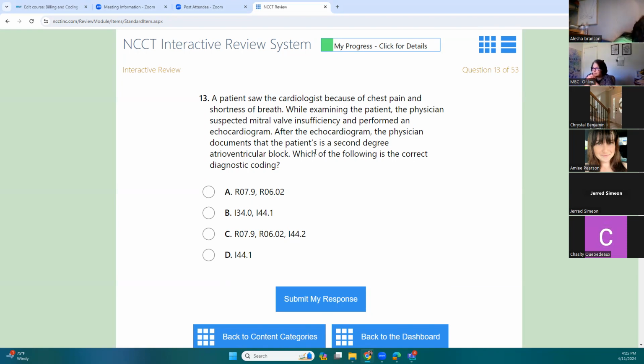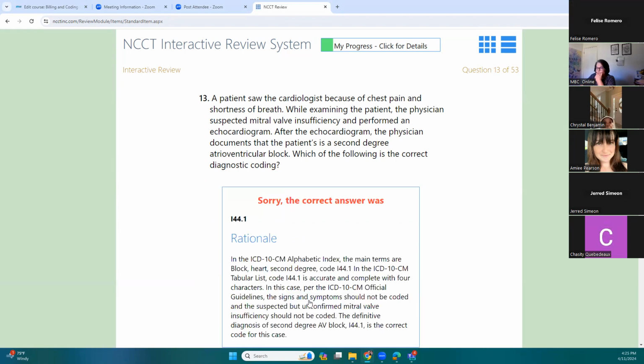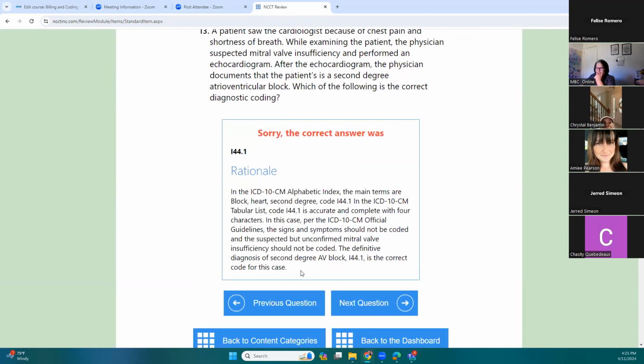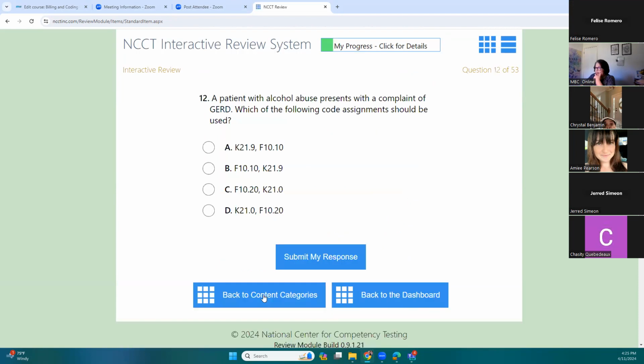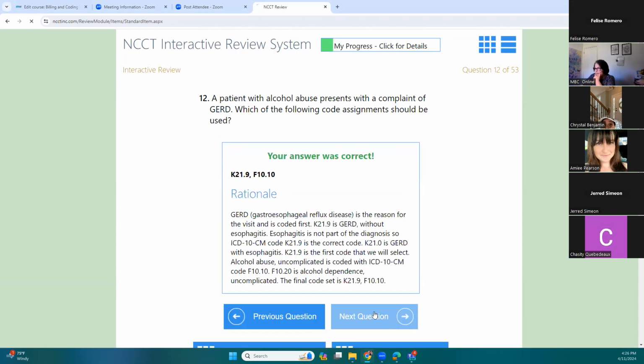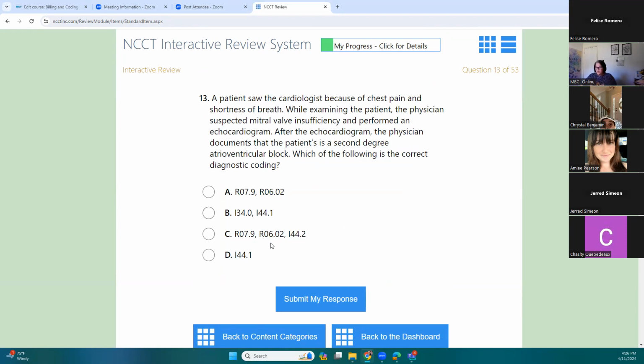I think it's B. You think it's B? I agree, go with B. So we agree that it's B? Yeah. It's not B. Let's go back. Here you go right here. That's why it's not B. Okay, so go ahead and look at I44.1.